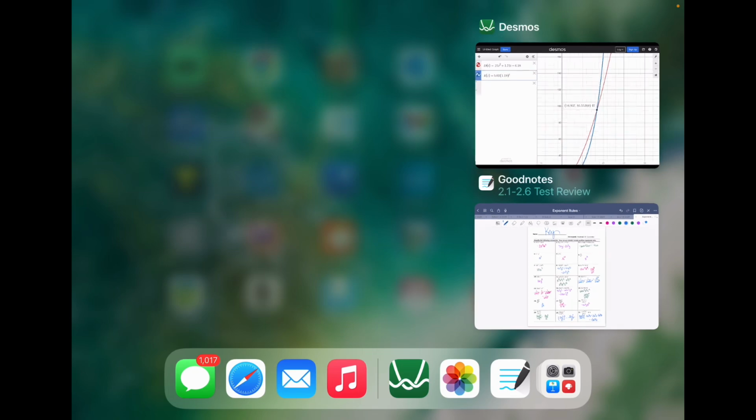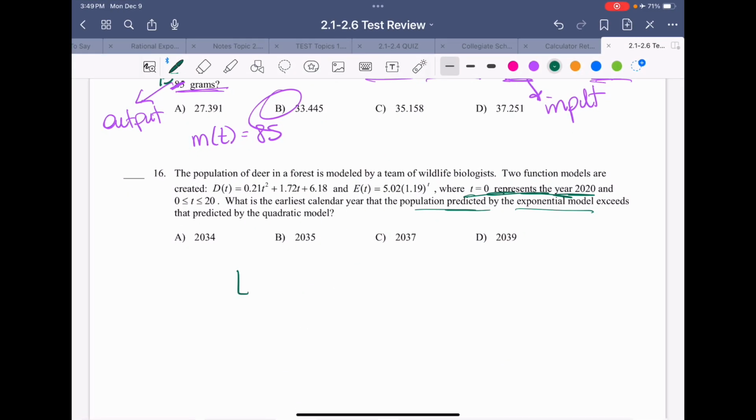So let's write this down. We got T equals 16.937. Not one of my answer choices, but it does say that T equals 0 represents 2020. So this is how many years after 2020? So this is 2036.937. And so it says, which is the calendar year right after that. This one right here, 2037. Gotta know how to read your data.